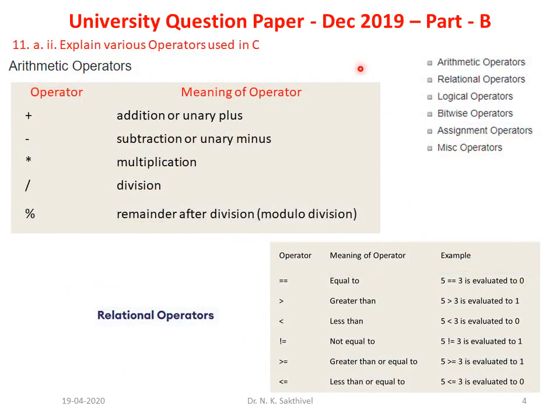The second question is 11a, second subsection: explain various operators used in C. As we know, there are a few operators: arithmetic operators, relational operators, logical operators, bitwise operators, assignment operators, and miscellaneous operators, that is, ternary operators. These are the 6 types of operators.